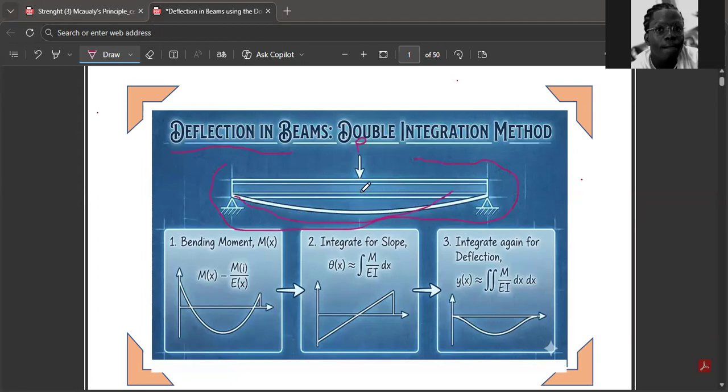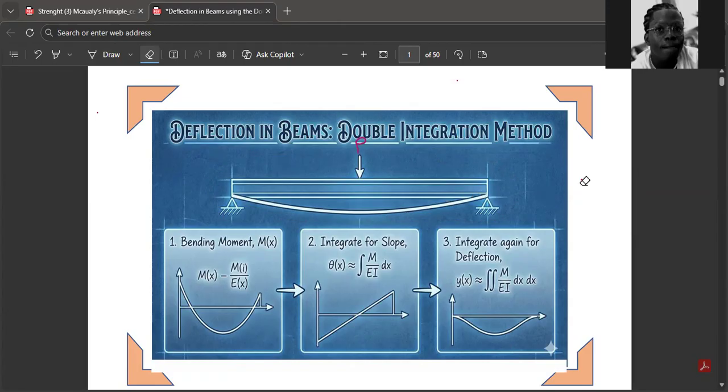So the sagging of the beam is what we are calling the vertical displacement of a beam due to too much loading. The vertical displacement of the beam can be calculated using the double integration method and also using the moment area method.